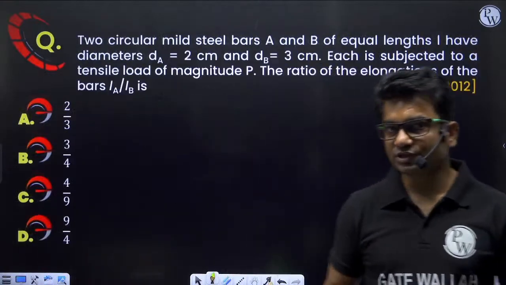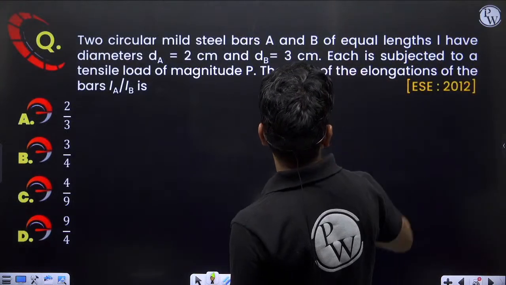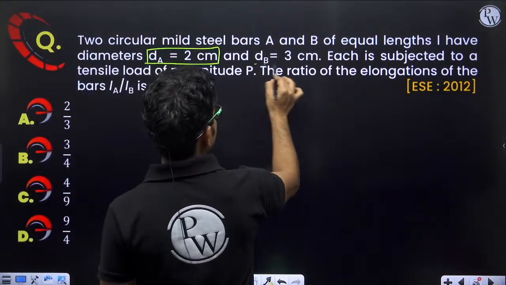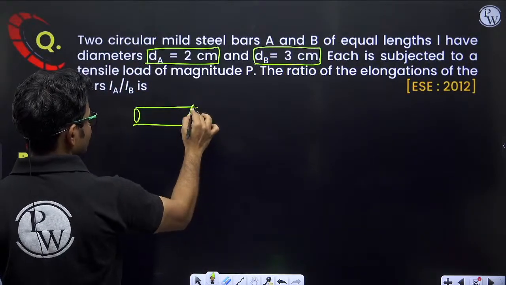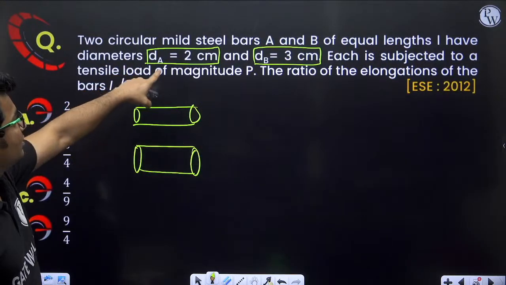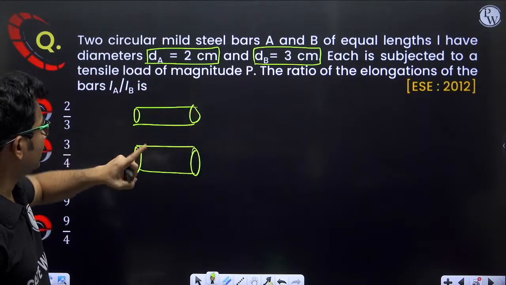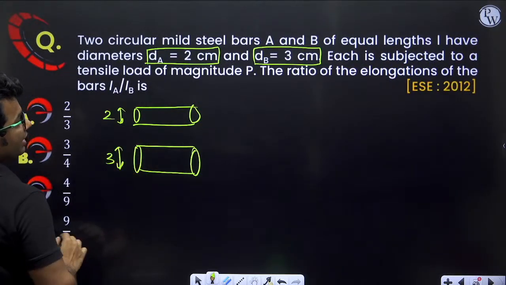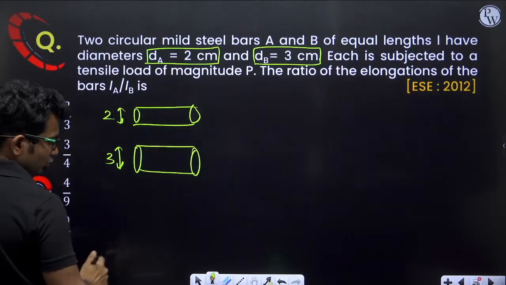Next question: two circular mild steel bars A and B of equal lengths L have diameters 2 centimeter and 3 centimeter. So this is diameter A and this is B, 2 centimeter and 3 centimeter, each subjected to a tensile load of magnitude P. The length is the same, and the same load is applied. The ratio of elongations is asked.